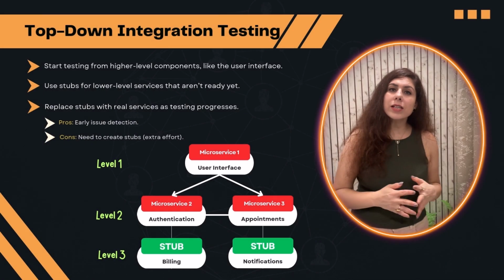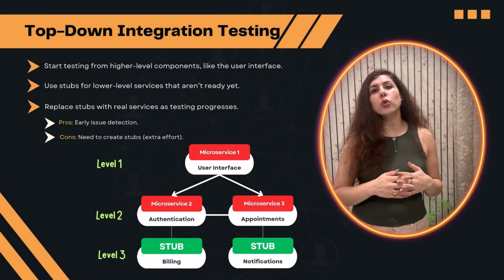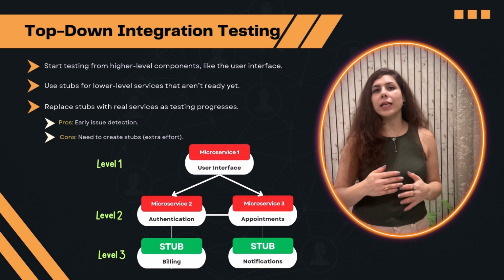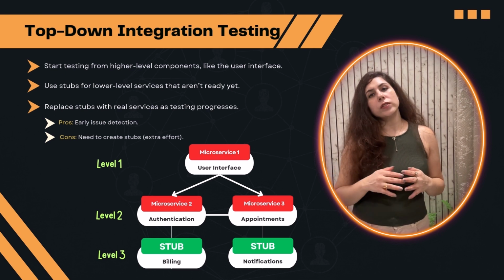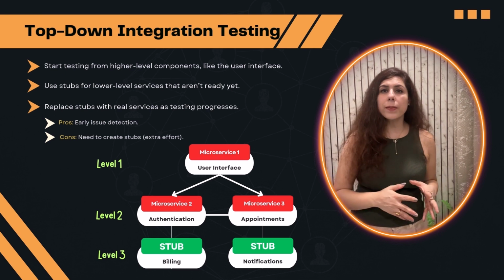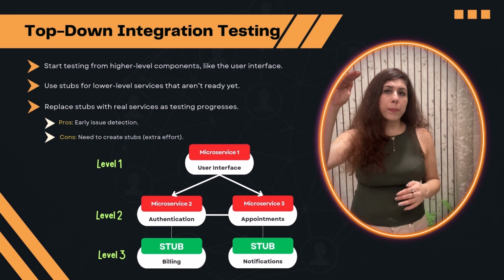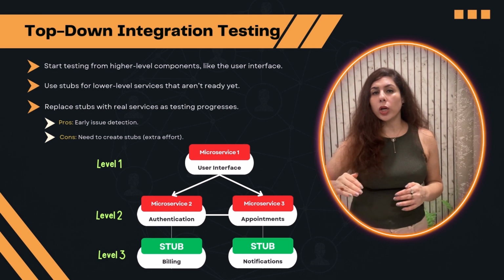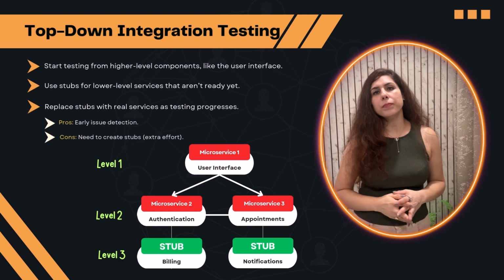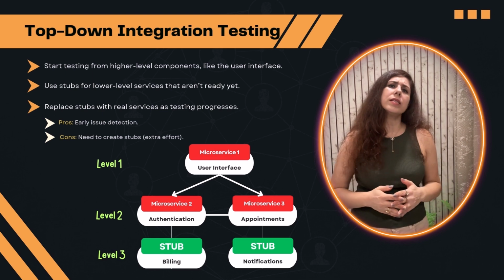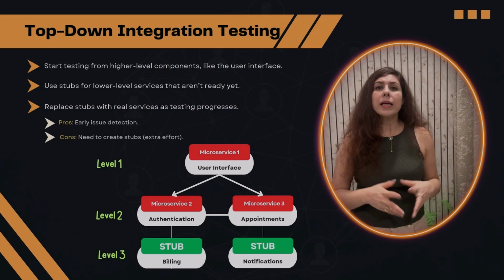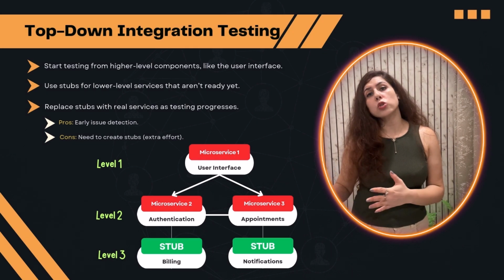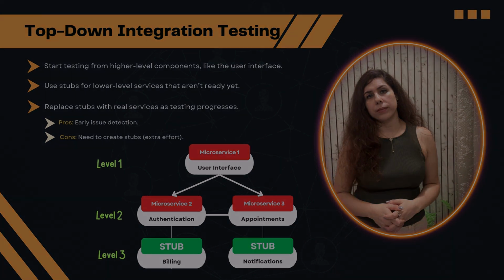Once this level is tested, they will move to the next level and integrate the next set of services. This way, they start from the top and then go down to the bottom in an incremental manner, continuously integrating the services for testing. That's why this approach is called top-down integration.